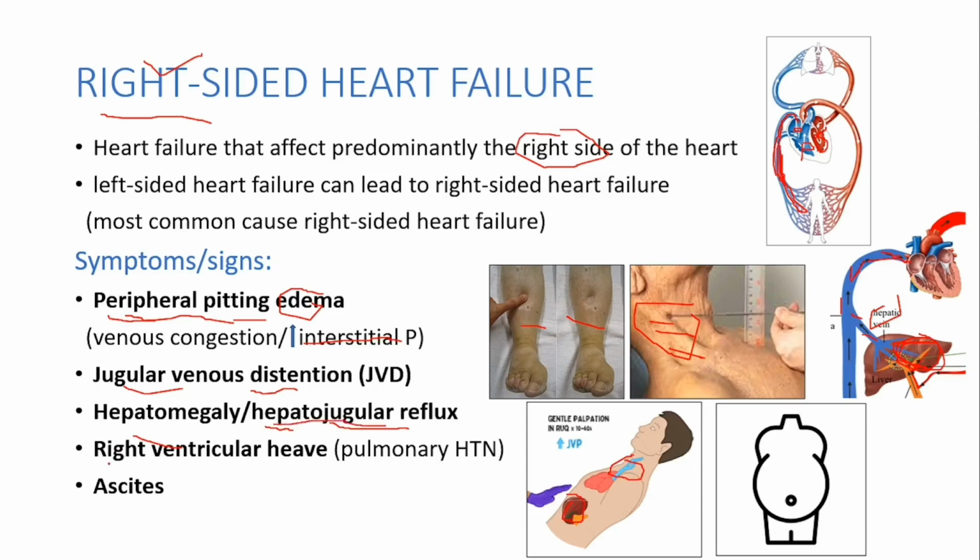Right ventricular heave will occur. During right-sided heart failure, the right ventricle becomes hypertrophic. It becomes enlarged. So when you palpate on the left of the sternum, you will feel the pulsation of the right ventricle, which is called the heave. So this will occur. And next is ascites. Ascites is the accumulation of fluid in the abdomen. So this will also occur.